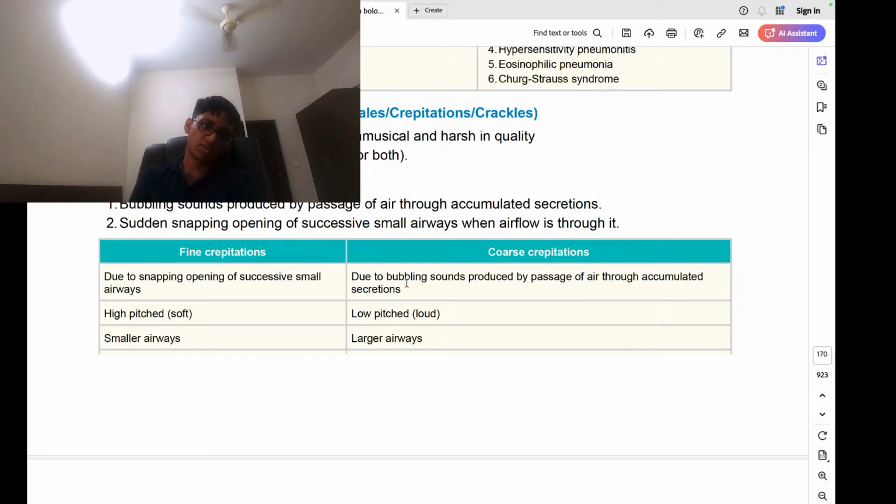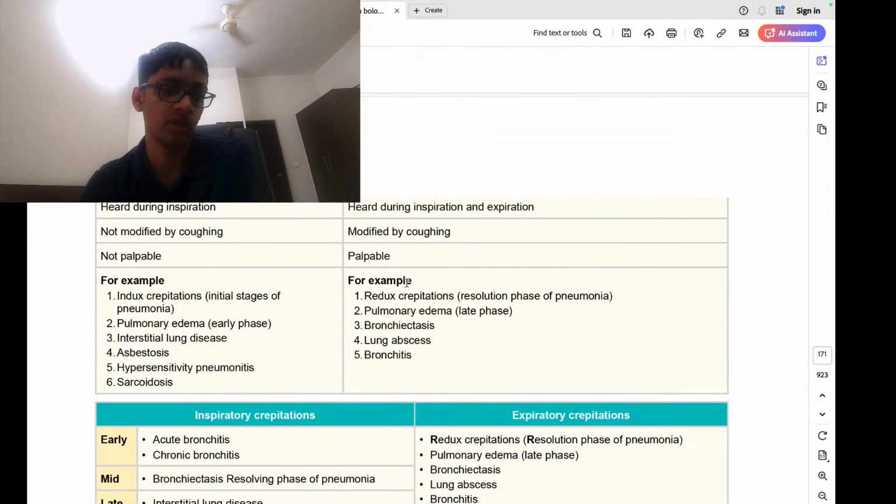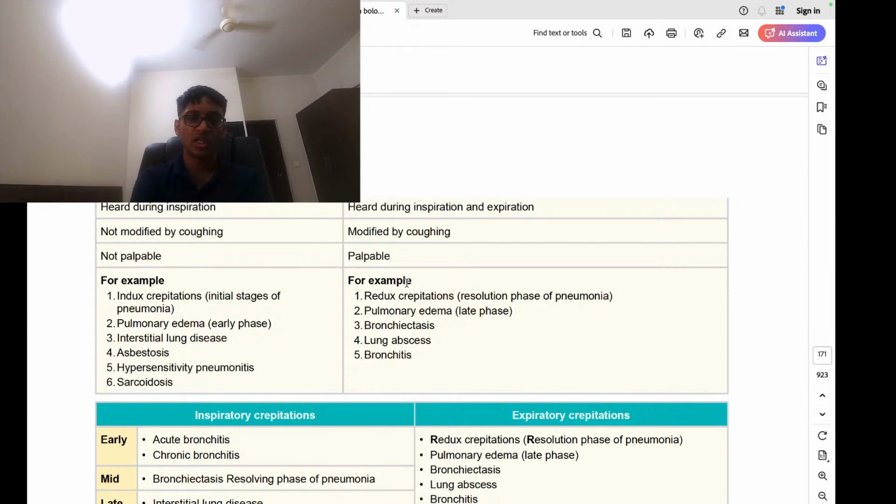Fine crepitation occurs due to snapping opening of successive small airways. It is high-pitched, in the smaller airways, heard during inspiration, not modified by coughing, and not palpable. Examples: initial stages of pneumonia, pulmonary edema during early stage, interstitial lung disease, asbestosis, hypersensitivity pneumonitis, and sarcoidosis.